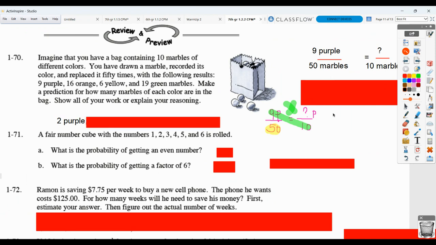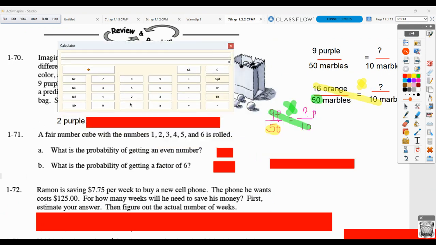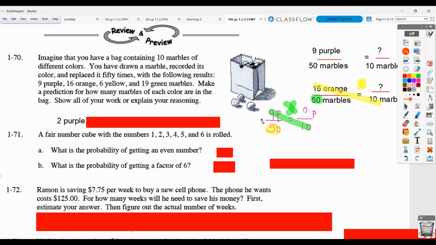Then you're going to do the same thing with the others. So for the orange, 16 orange out of 50 marbles would be how many out of 10? Again, you can do your cross products, 16 times 10, and then divide by the 50. And again, you'll have to do a little bit of estimating or rounding. So 16 times 10 would be 160, and divided by 50 would give you 3.2. So we'd say about 3 marbles we would expect to be orange.